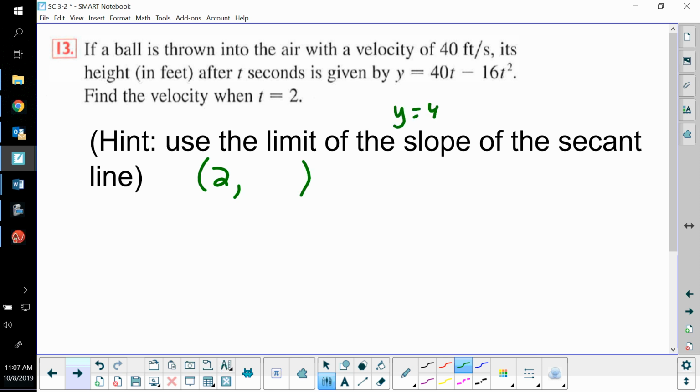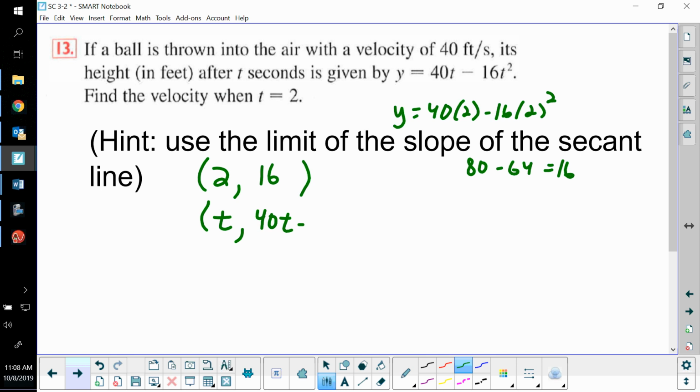Well, if we sub in 2 up here, that would give us 80 minus 64, in other words, 16. So we get (2, 16) as one point that is on the graph. And then what we want to see is, what's another point? What happens when another point gets really close to that? We want to be able to keep changing that, so we want to write the general point. For any value of t, the y value would just be 40t minus 16t squared. And we're going to calculate our slope and do the limit.